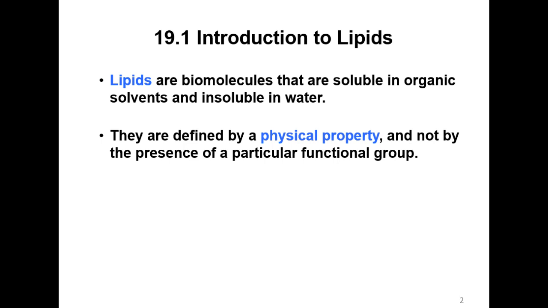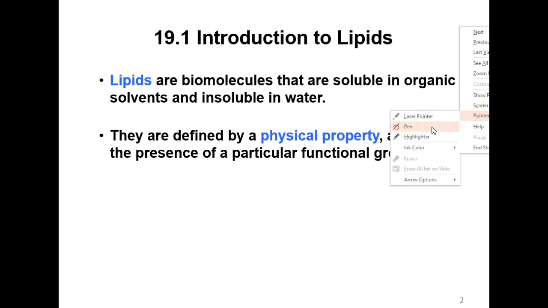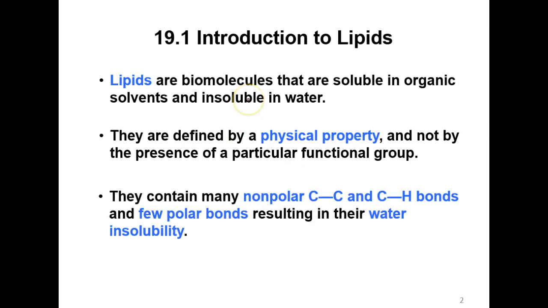They are defined by a physical property, not necessarily by the presence of a functional group. For example, there isn't a functional group for a lipid. There are a few types of groups that are very common in lipids, but pretty much it's a physical property, just like we talked about in our first line here, that it's soluble in organic solvents and insoluble in water. They contain a lot of carbon-carbon and carbon-hydrogen bonds with few polar bonds.